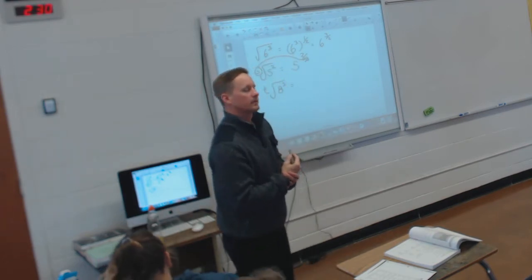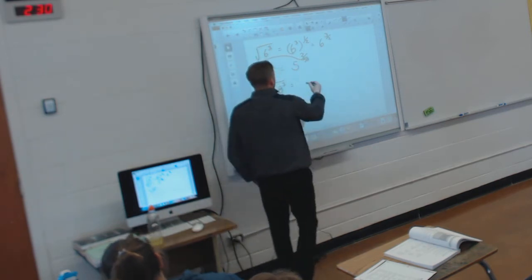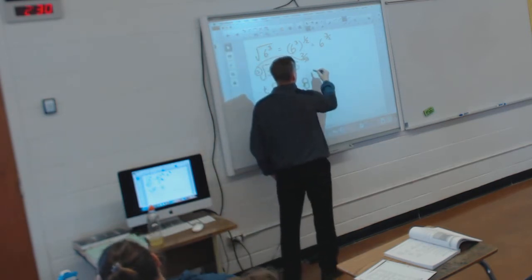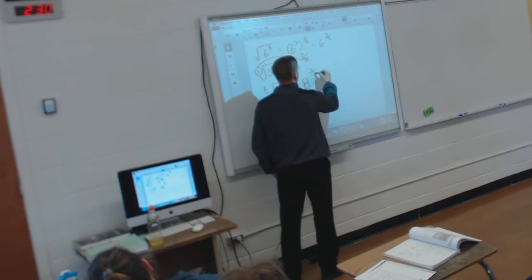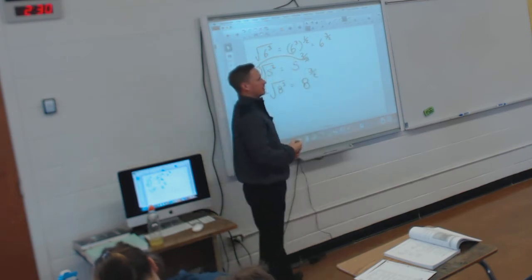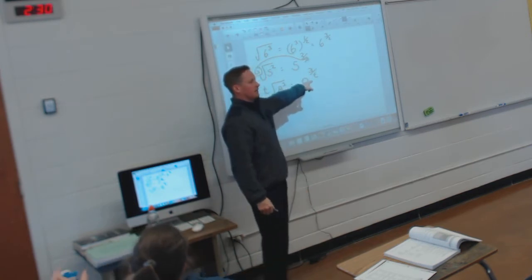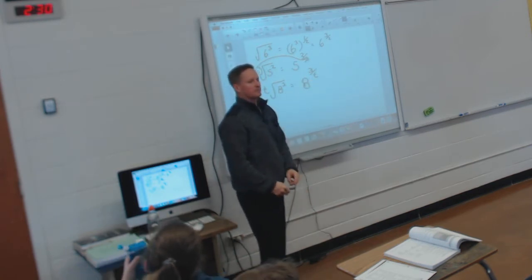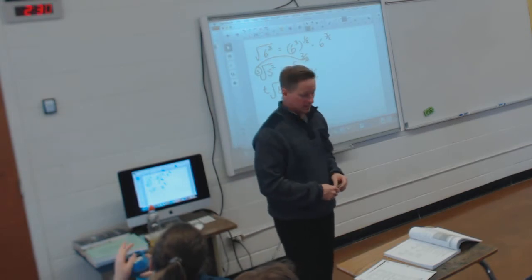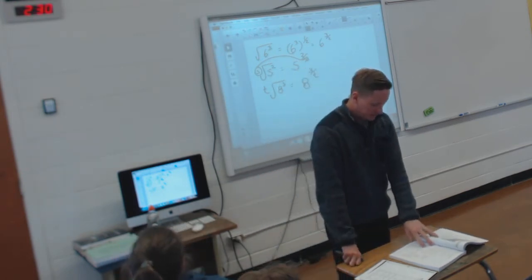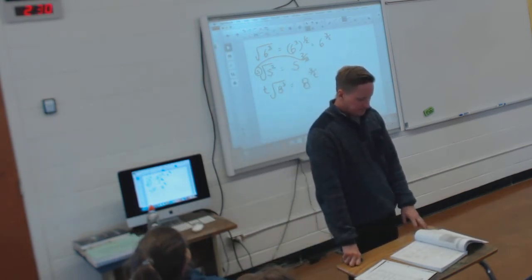Power 3 over t. So nothing changes, even though I've added a variable in here, nothing changes. The rules still apply. Whatever's right here becomes my denominator on my fraction. So far? Okay, so don't let it change.